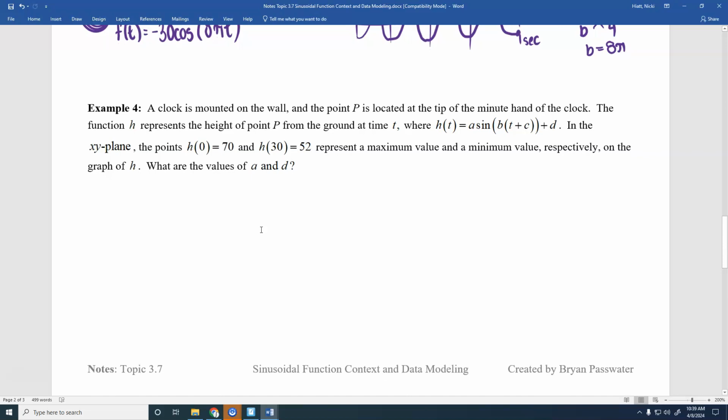Let's look at another one. A clock is mounted on the wall. The point P is located on the tip of the minute hand of the clock. The function h represents the height of point P from the ground at time t, where h of t equals a sine b t plus c plus d in the xy plane. The points h of 0 equals 70, h of 30 equals 52 represent a maximum value and a minimum value, respectively, on the graph of h. What are the values of a and d?